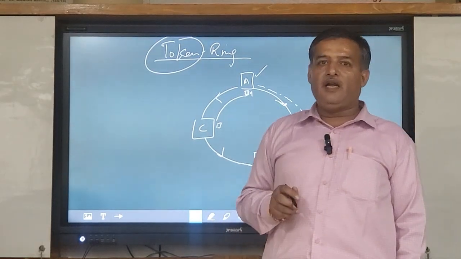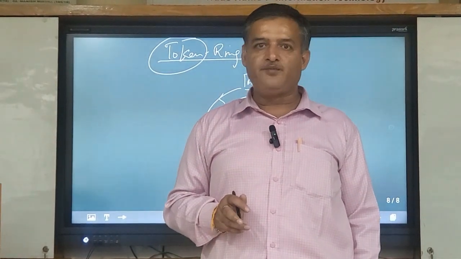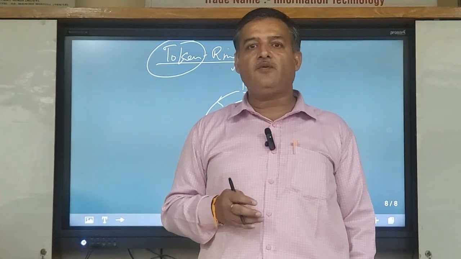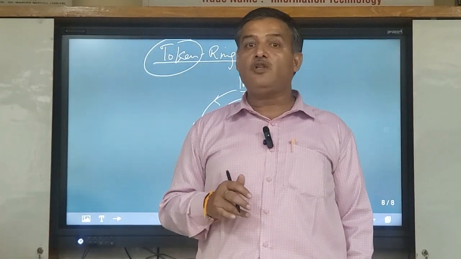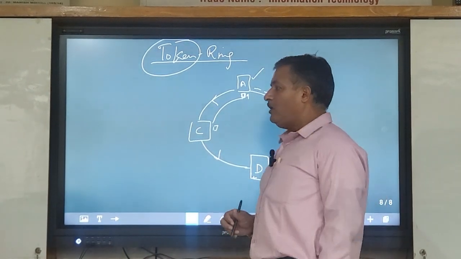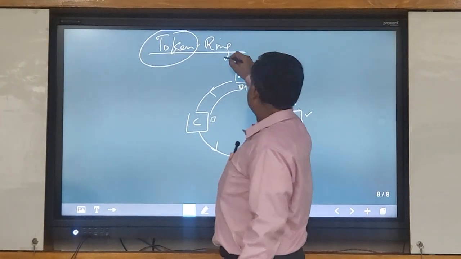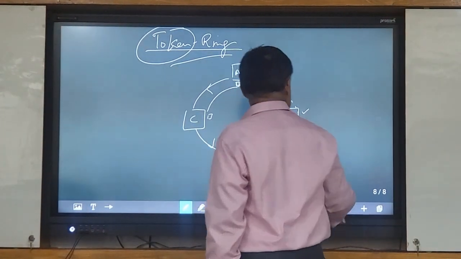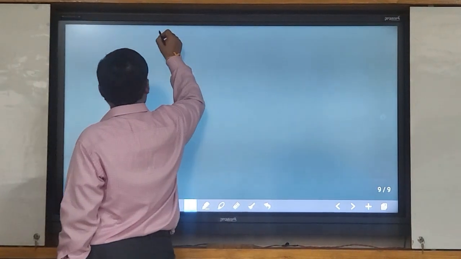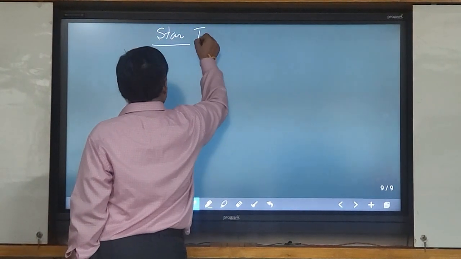But in the starting, the token ring topology was introduced and got very good responses in computer networking. So I think this is good but not best. Again, another topology is called star topology.